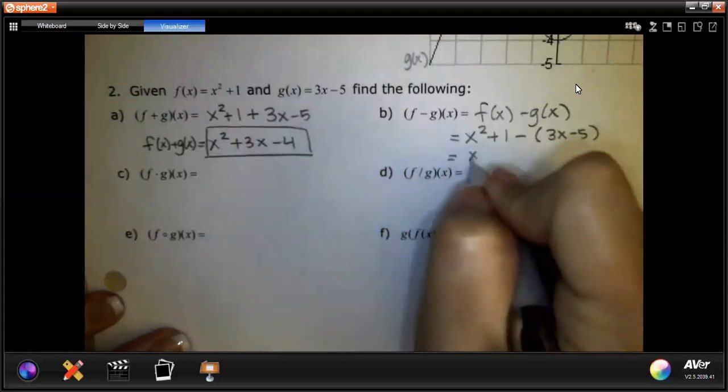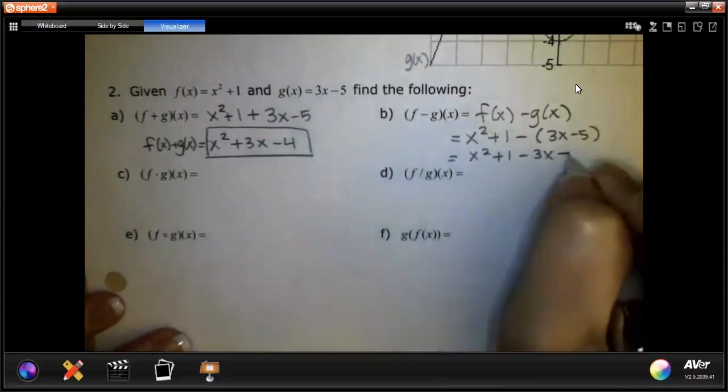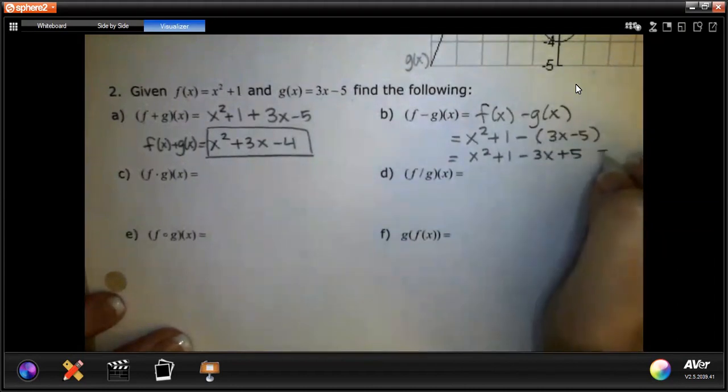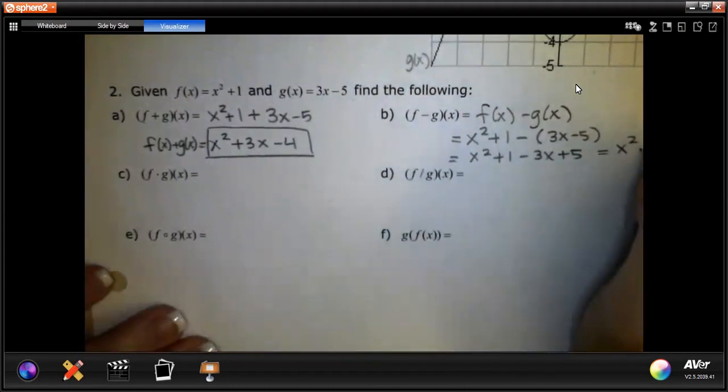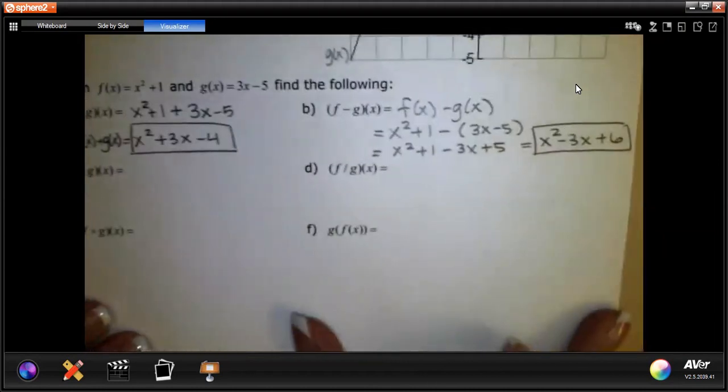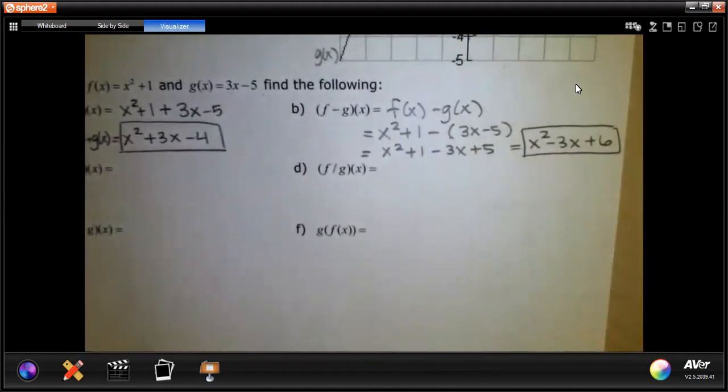So I would distribute my sign, and then we would combine our like terms, and we get x squared minus 3x plus 6. Oh, you can't see that. Sorry about that. So we went ahead and distributed that negative sign, and then we combined our like terms. So these you've done already. You've done these operations. It's just the notation here that's different for you. The compositions will be completely different, but the adding, subtracting, multiplying, and dividing you have done already.